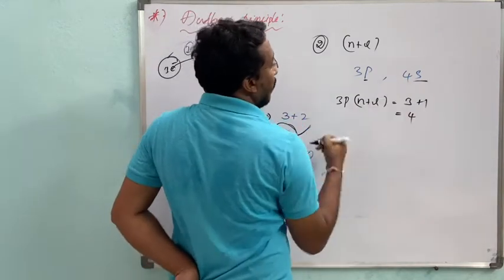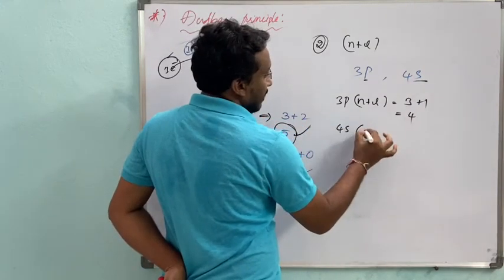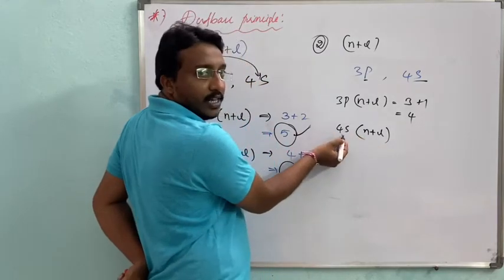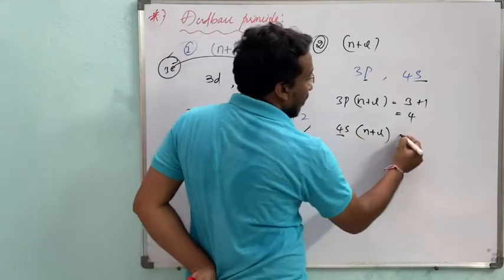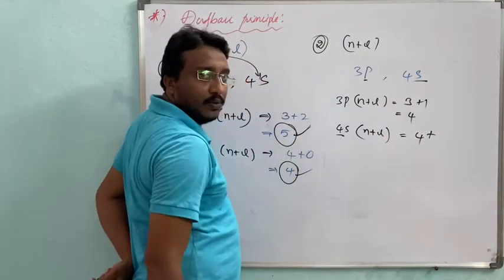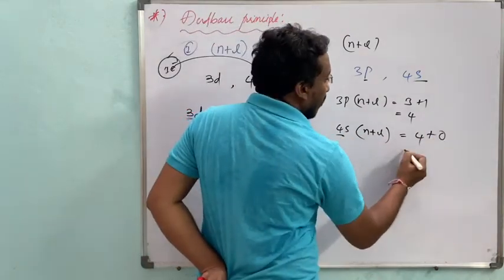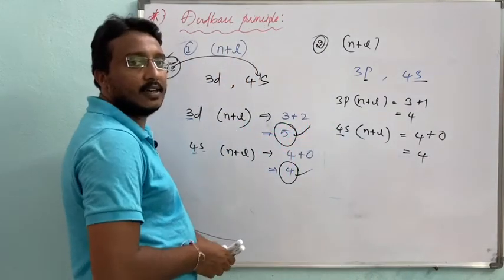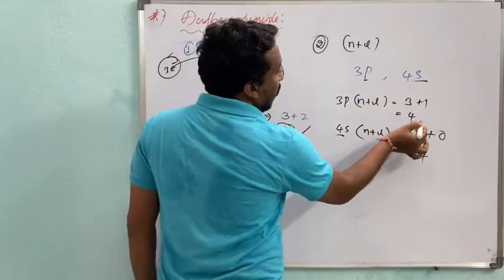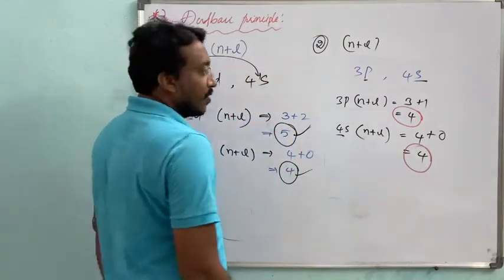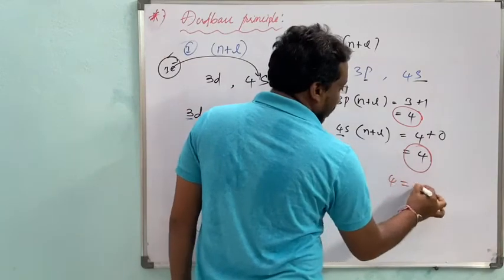Got it? Here 4s, the n plus L value: the n value for the 4s orbital, the principal quantum number, is 4, plus the s orbital's L value is 0. So 4 plus 0 is 4. That means here both the orbitals have the same number, right? Now 4 and 4 are equal.